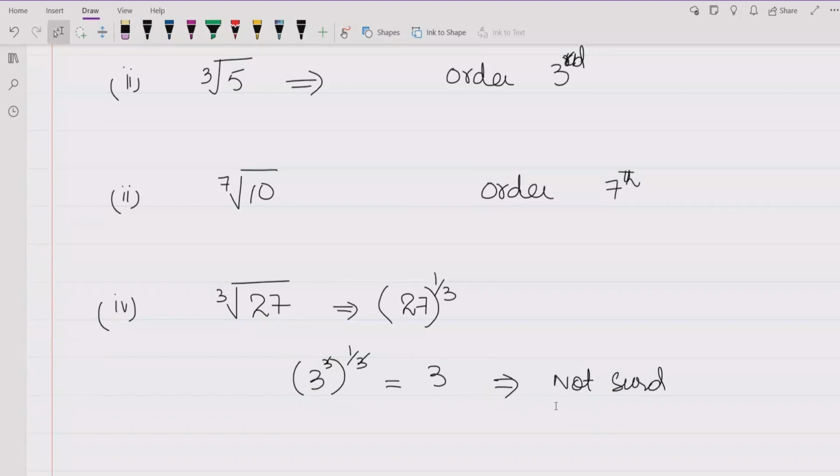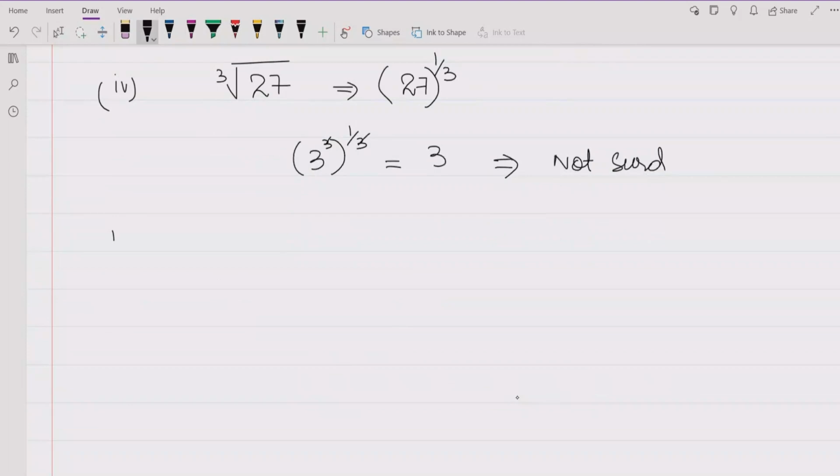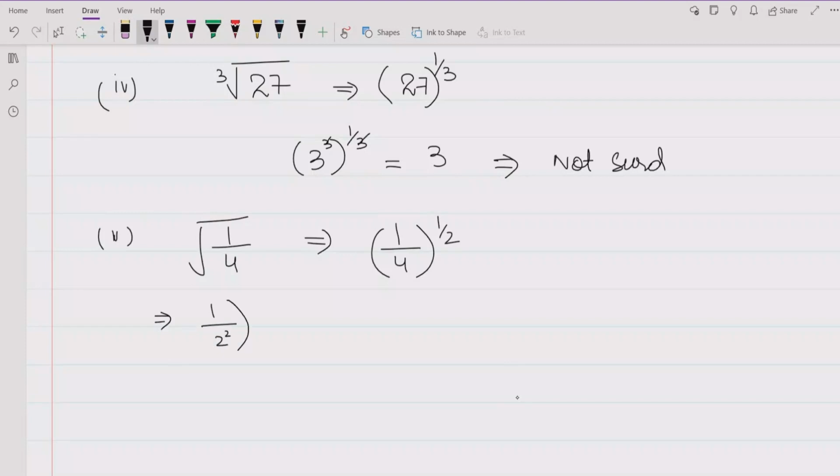If we have another example, 1 upon 4 root, we simplify this way: 1 upon 4 with 1 upon 2 as the power. We can simplify it as 1 upon 2, power 2, and 1 upon 2. So the 2s cancel. So the answer is 1 upon 2. We do not have any radical sign in this answer. So this is not a surd.